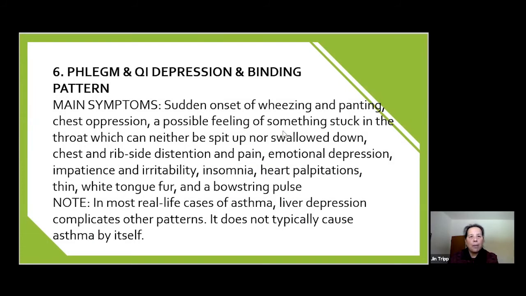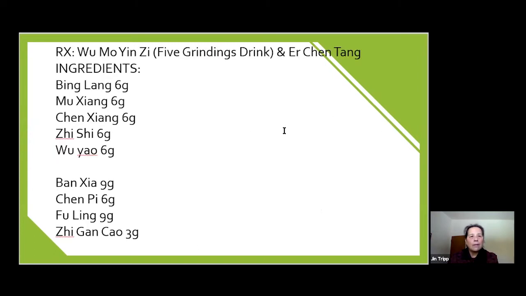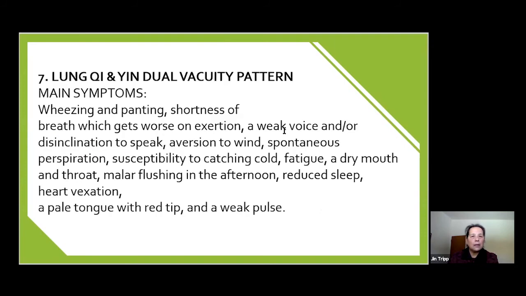So that's for this pattern, the pattern of qi stagnation blocking the lung. That's the last week we finished six patterns. Today we continue. So basically those six patterns were mainly excess patterns. Now we're talking about some deficiency patterns.